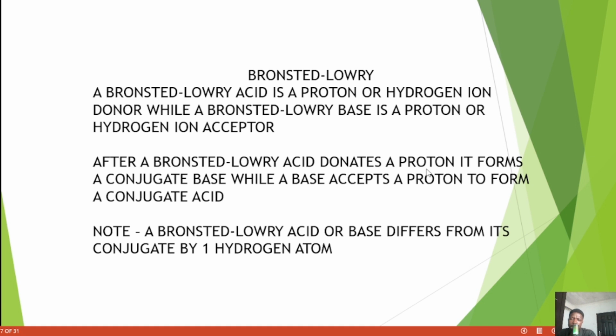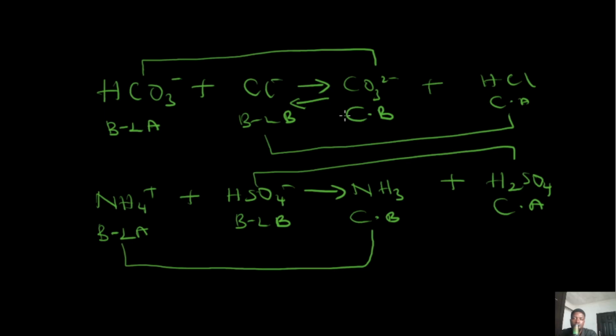So note this, a Bronsted-Lowry acid or base differs from its conjugate by one hydrogen atom. Let's notice that. Now, did you notice that if I consider HCO3 and I'm taking it as an acid, all I need to do to form the conjugate base of this particular species is remove one proton. Once I remove one proton, it becomes this. So you notice the difference between this Bronsted-Lowry acid and its conjugate base is how many protons?